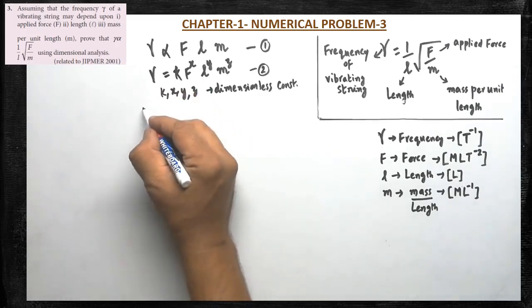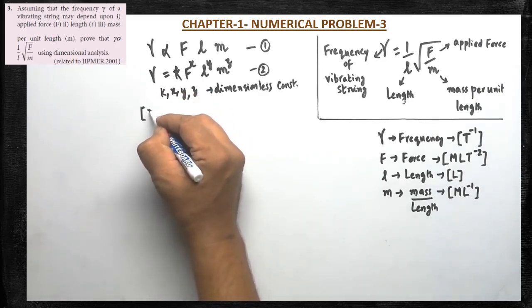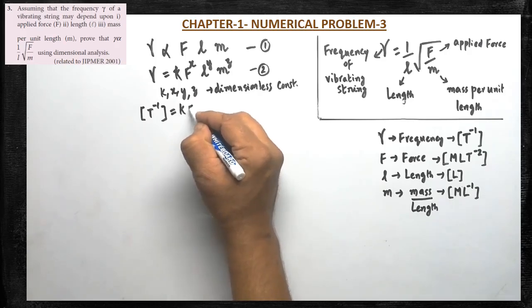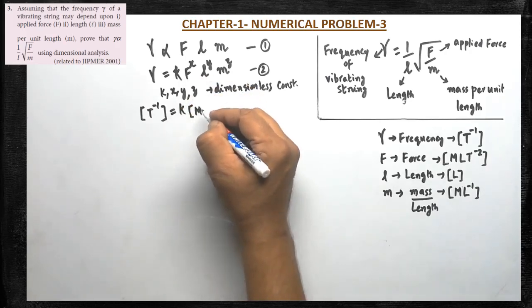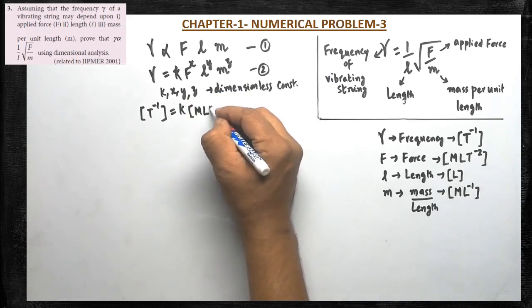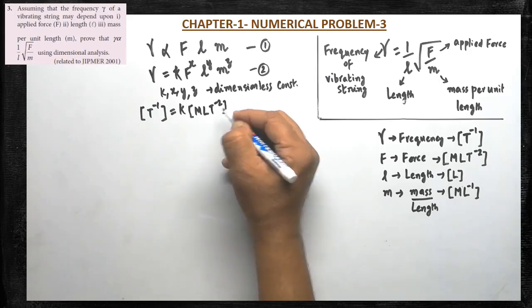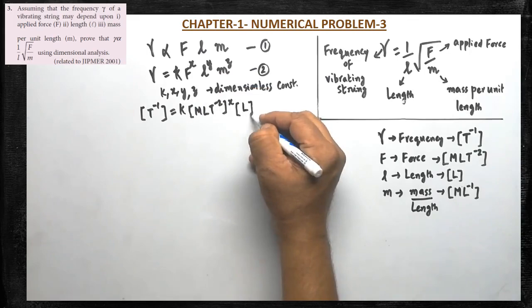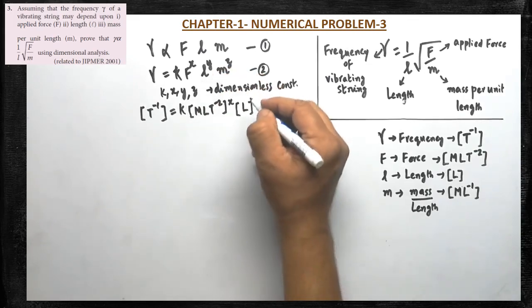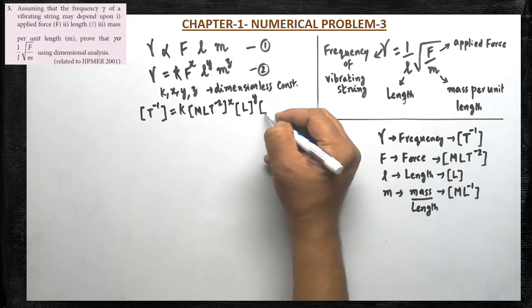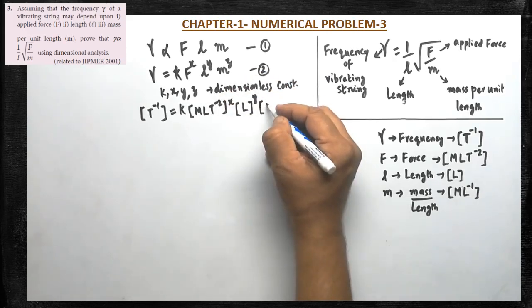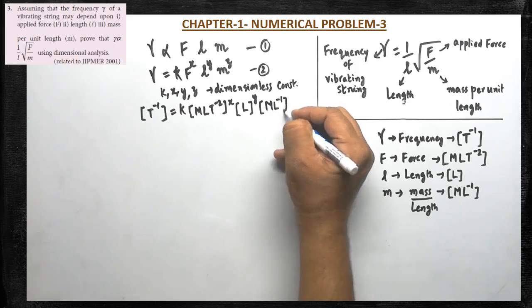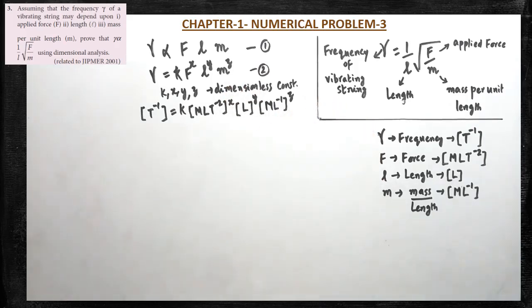Now you have to substitute all the dimensions of each factor on either side. The frequency dimension is T inverse. No dimension for k. The dimension of F is mLT power of minus 2, power of x. The dimension of L is L, and write power y. Dimension of mass per unit length is mL power of minus 1. The power is z.